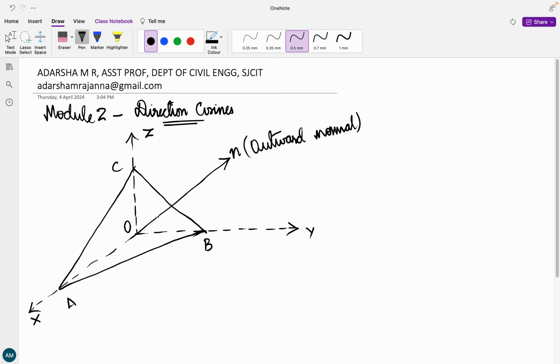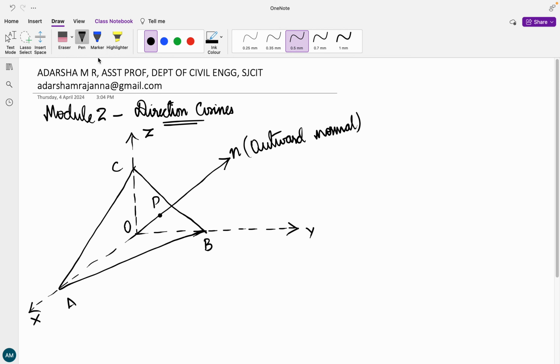This is our outward normal, that is N. Let's just consider a point P somewhere over here. Okay, I've considered a point P. So we have considered a general ABC plane with its outward normal N. The direction of this normal is going to be defined by using the direction cosines. First let us mark the angle of inclination of the normal N with respect to X, Y and Z axis. Then the point P will have the coordinates X, Y, Z. It's a 3D plane, hence X, Y, Z. And the distance of the point P from the origin is going to be small r.